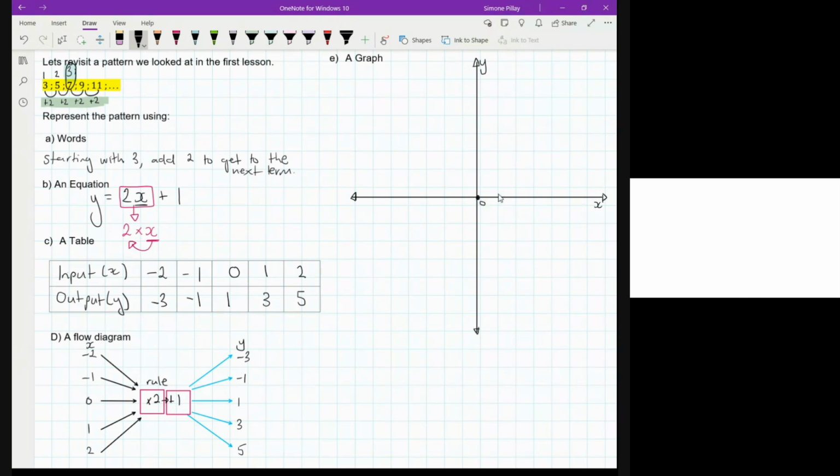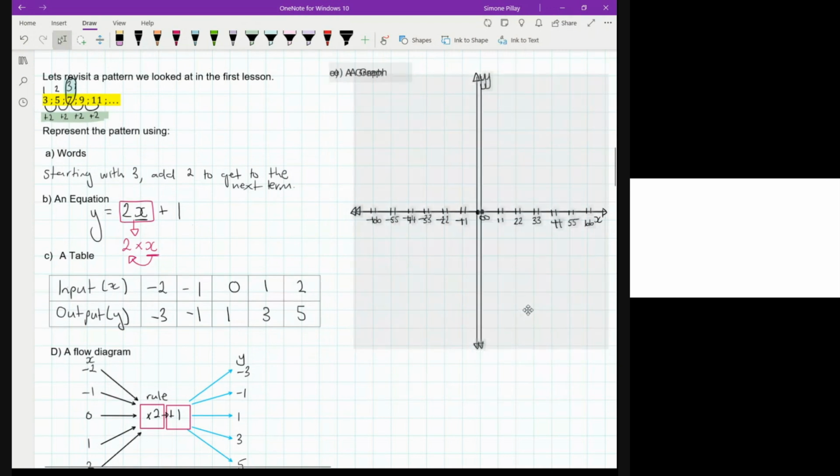I also know that I can number my axes 3, 4, 5, and 6. And now I know on the left hand side there's going to be negative numbers, -1, -2, -3, -4, -5, and -6. And I know I can do the same for the y-axis. So this is going to be a little bit difficult because it's not exactly on the block. So I'm going to try and fix that.